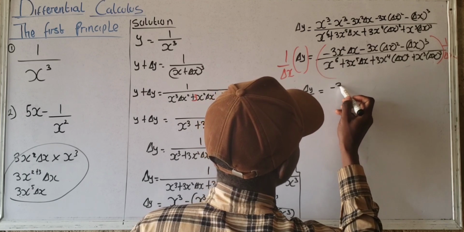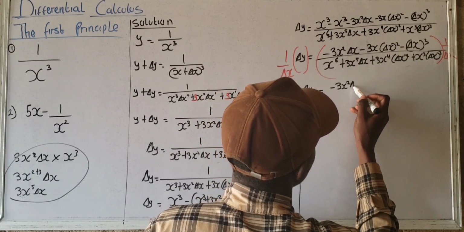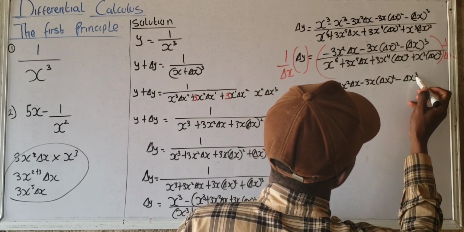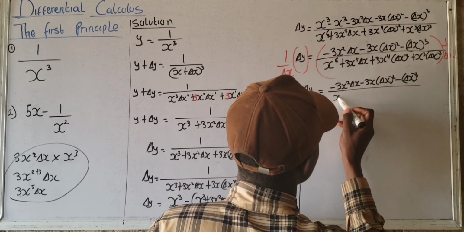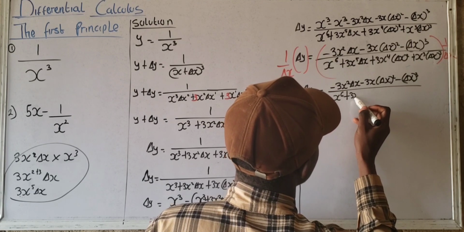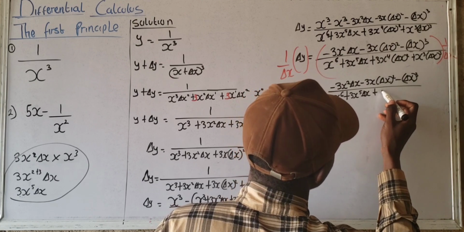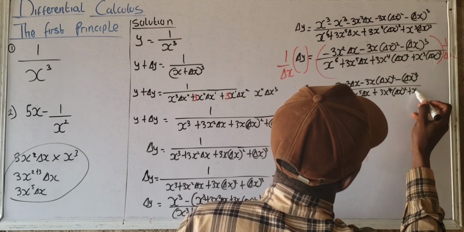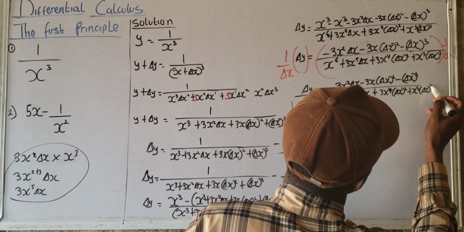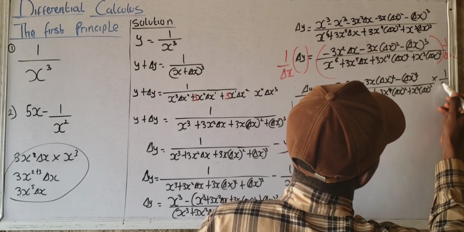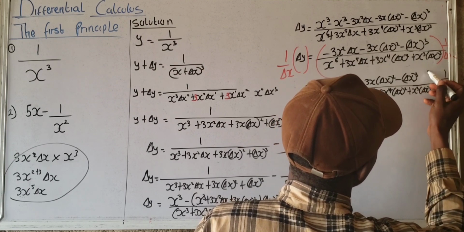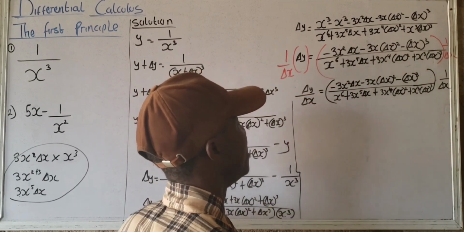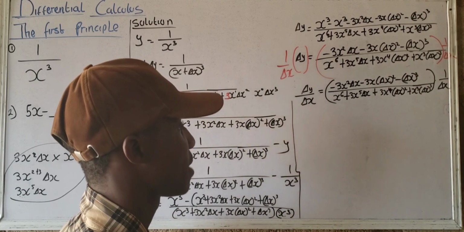Okay? Is equal to negative 3x raised to the power of 2 delta x minus 3x delta x raised to the power of 2 minus delta x raised to the power of 3, all over x raised to the power of 6 plus 3x raised to the power of 5 delta x plus 3x raised to the power of 4 delta x raised to the power of 2 plus x raised to the power of 3 delta x raised to the power of 3, multiplied by 1 over delta x. Okay? Let's just put the bracket. Now, the meaning of this is that we multiply both sides by 1 over delta x. You understand?